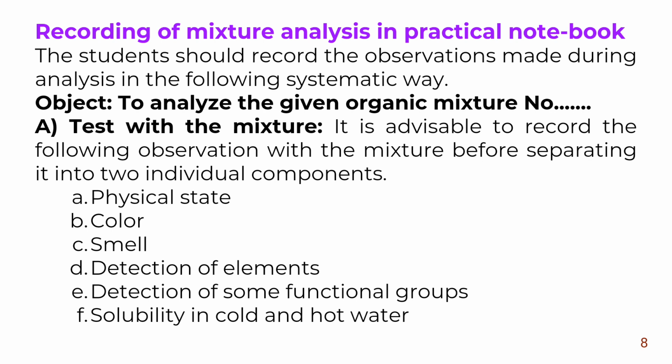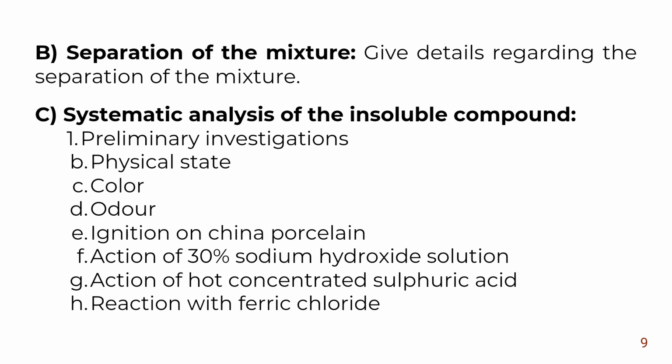Recording of mixture analysis. In the practical notebook, the students should record the observations made during analysis in the following systematic way. Object. To analyze the given organic mixture. Tests with the mixture. It is advisable to record the following observations with the mixture before separating it into two individual components. Physical state, color, smell, detection of elements, detection of some functional groups, solubility in cold and hot water, separation of the mixture. Give details regarding the separation of the mixture.